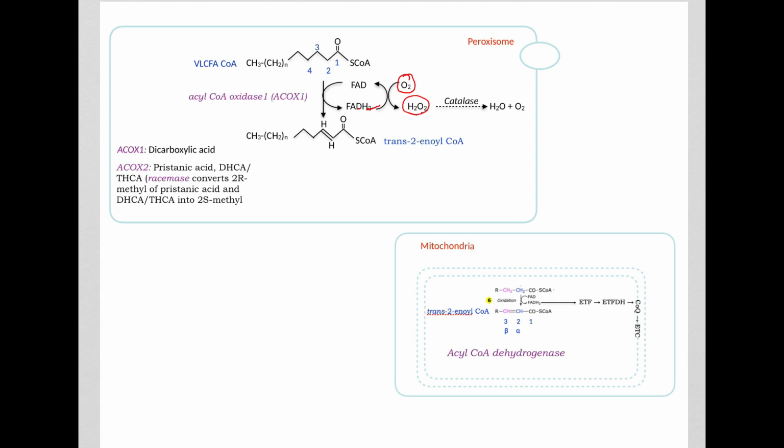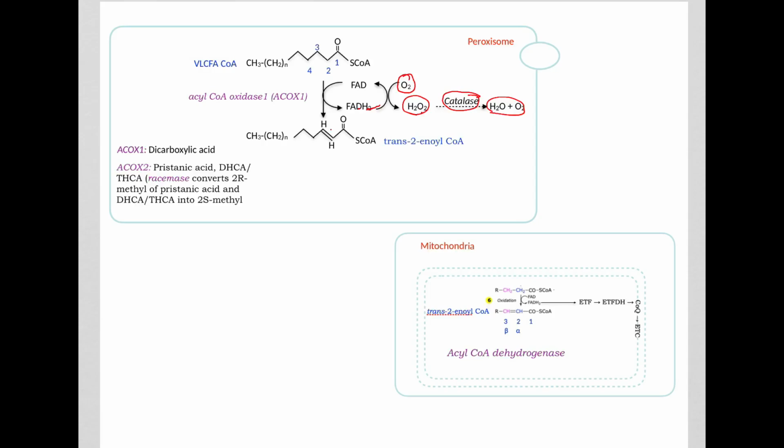And this hydrogen peroxide can form dangerous free radicals, so it has to be broken down in case they are present in excess. So peroxisomes are rich in this enzyme catalase that can break down excess hydrogen peroxide into safe chemicals like water and oxygen.